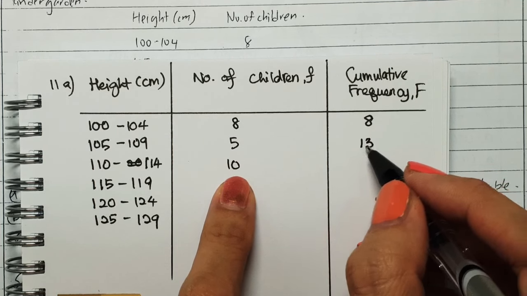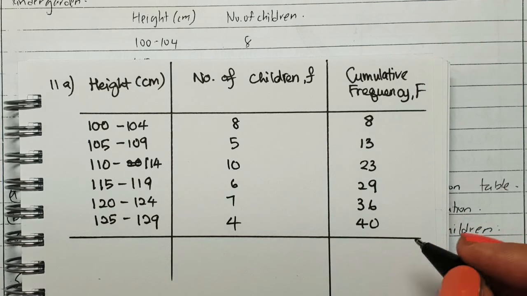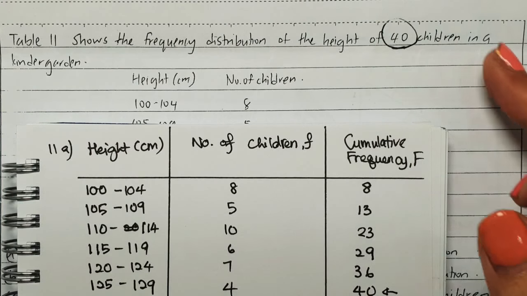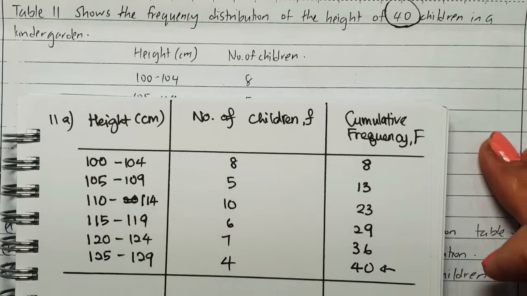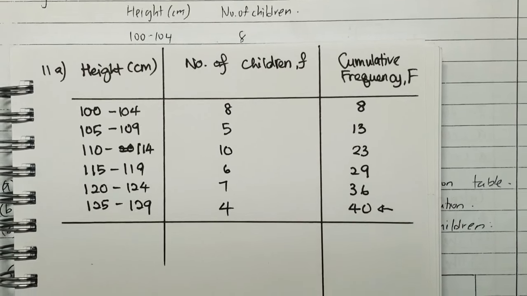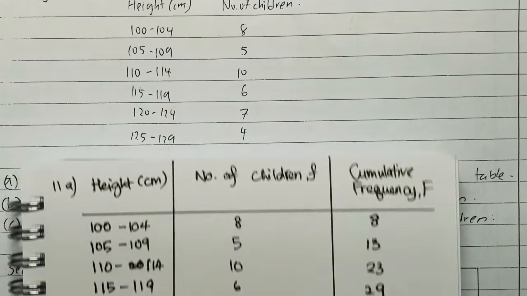And how do we check whether it is correct? You see the last part? That will be the total frequency, which represents the total number of children, 40. So it's 40. So we are done with our first part, part A, the cumulative frequency table.